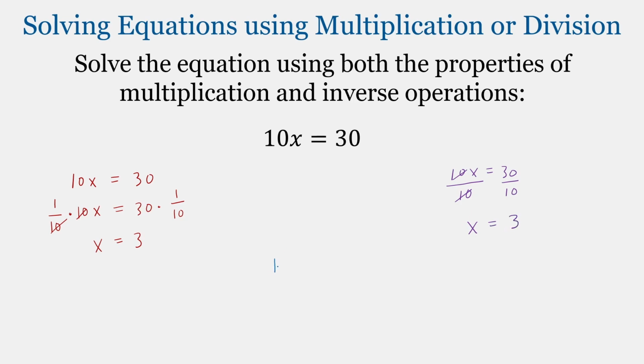Checking our results, we get 10 times 3 equal to 30. 10 times 3 is 30, so 30 equal to 30. So if you multiply by 1/10, that's the same thing as dividing by 10. So the math step is the same. You divide both sides by 10.